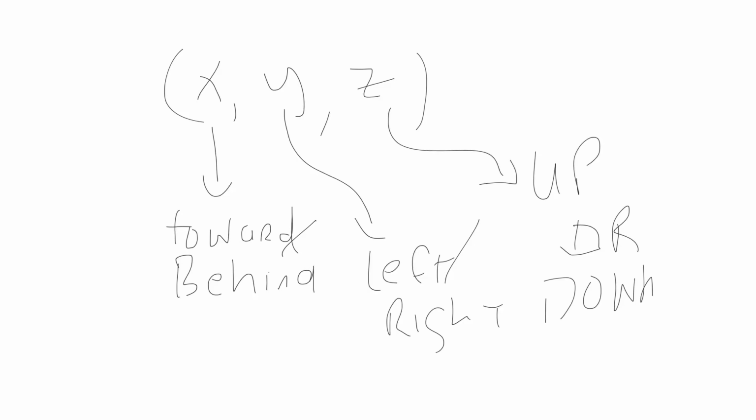So in summary, when we talk about x, y, z, x means towards. Towards is positive, but behind, or going behind that wall, is negative. Y is left. Left is negative. Right is positive. Z is up, which is positive. Down is negative. And anytime you have a 0, you move neither in any direction.